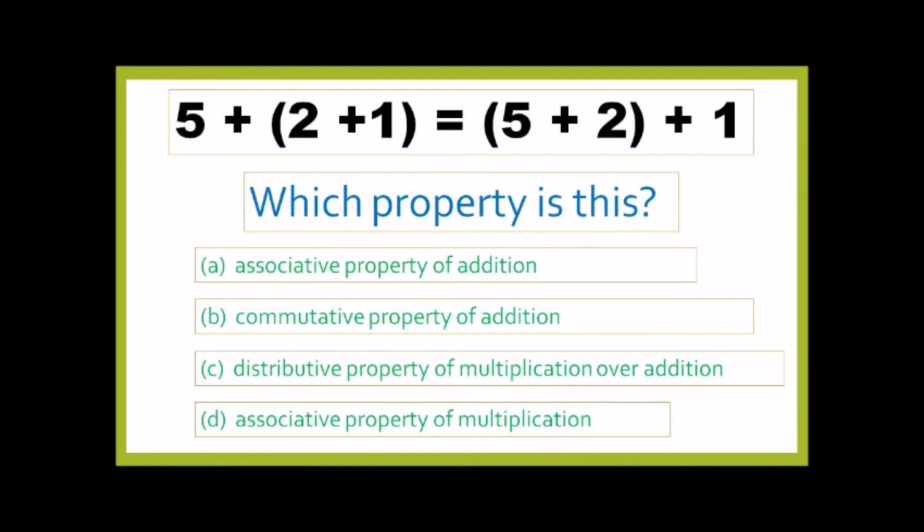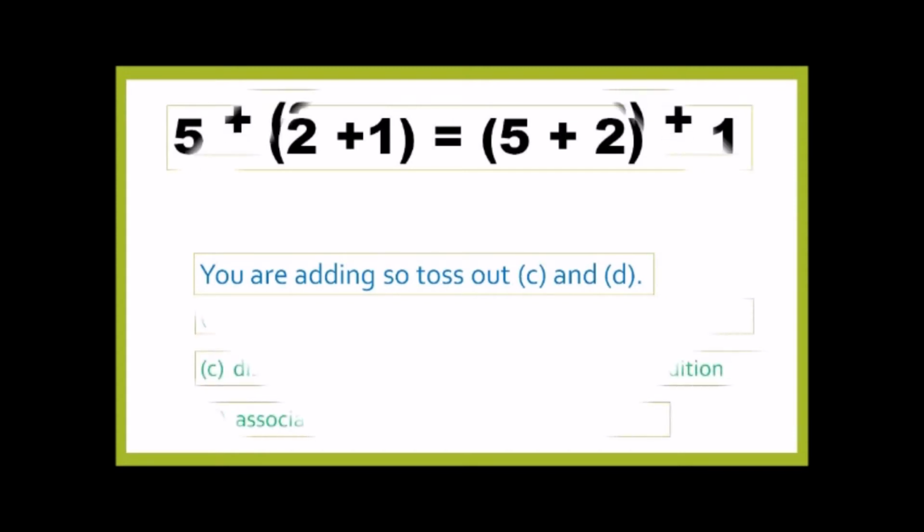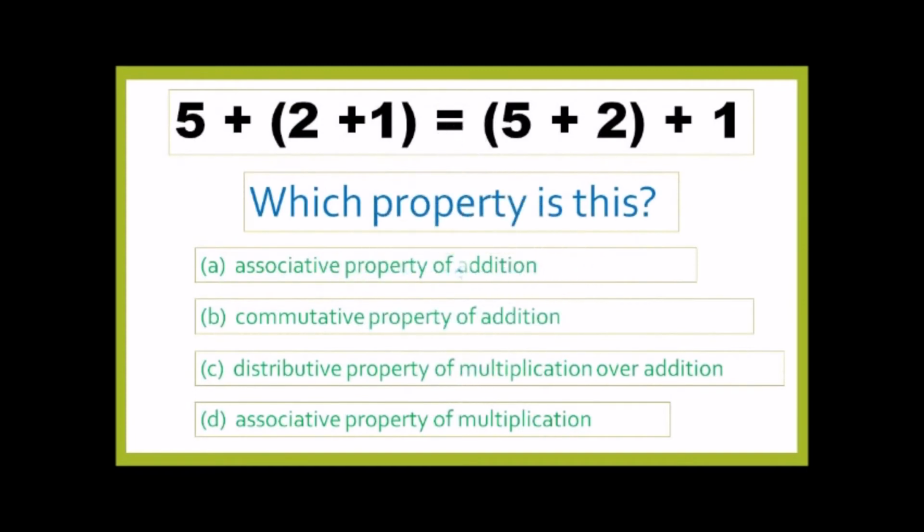First, let's toss out some of the wrong answers right away. We are adding straight through. So, you are adding, so let's toss out C and D. Those two are just put there to confuse you. So let's see what C is and what D is. C is distributive property of multiplication over addition. You're not multiplying anywhere. And then D is associative property of multiplication. You're not multiplying. So we can toss those two out. It can't be C and it can't be D.